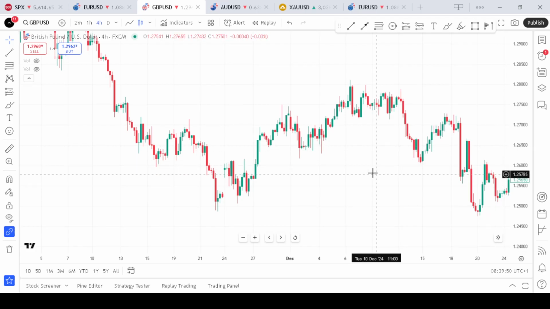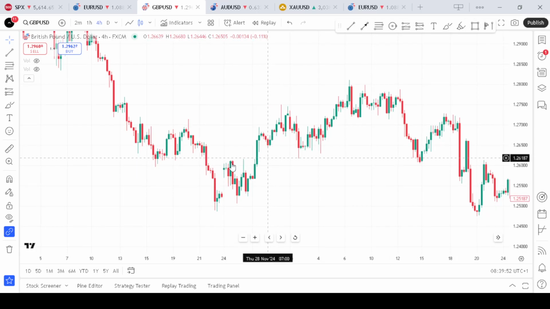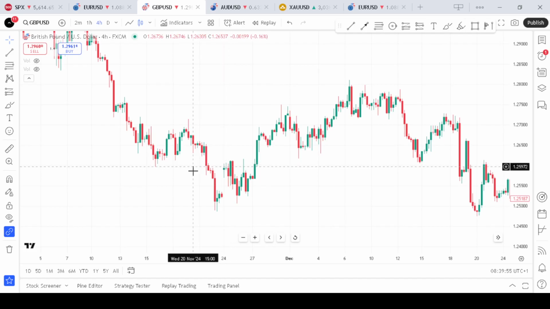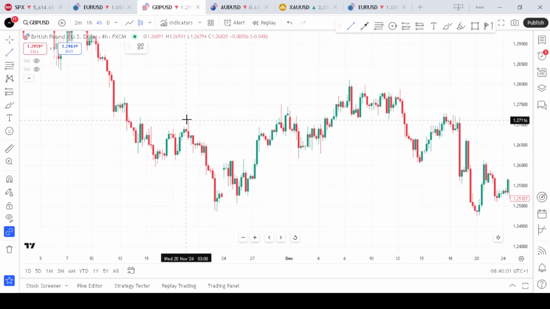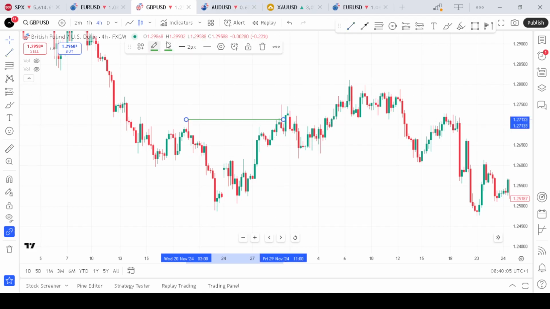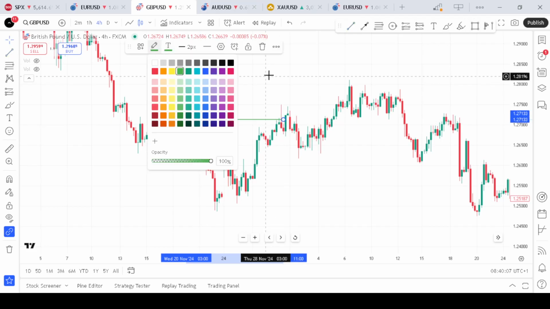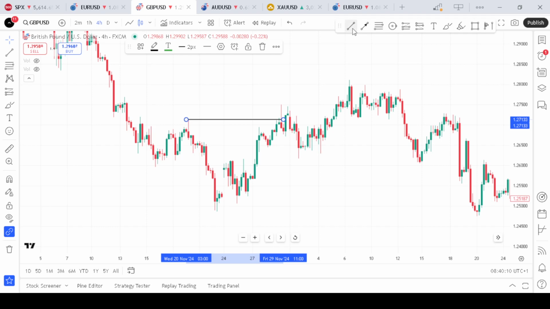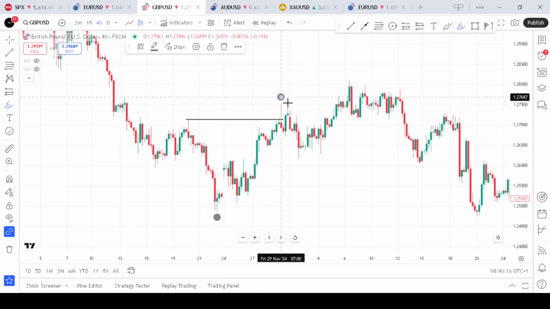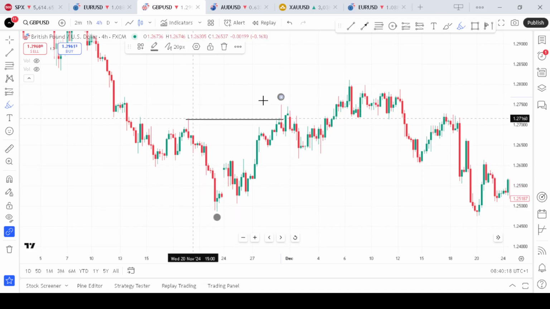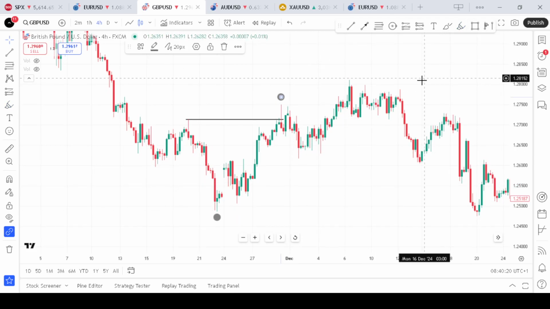The first step is to begin by identifying a clear uptrend or downtrend, and as we can see, this is a clear uptrend because the market is making a series of higher highs and higher lows. This is a clear uptrend where the market broke structure, and we can see in this area this was a higher low and this was a higher high. So we are in a clear bullish trend.